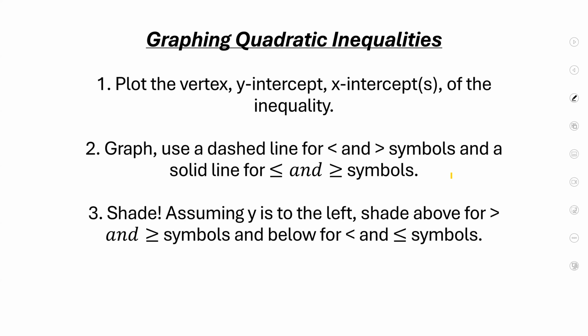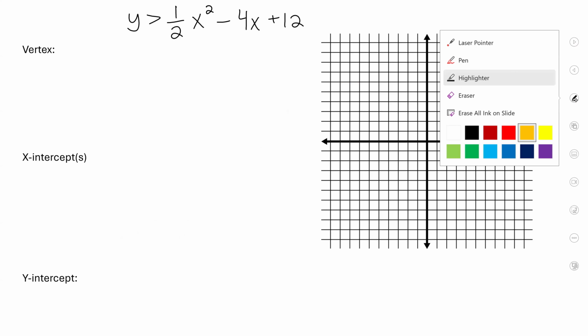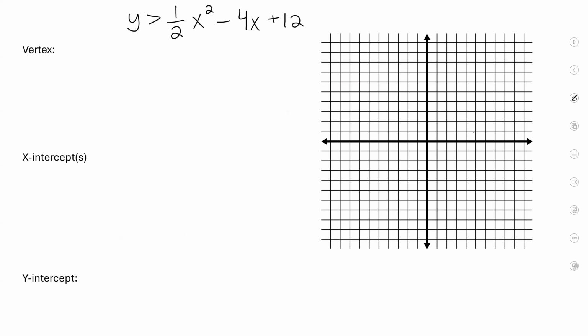Graphing quadratic inequalities. Your first step, you're going to plot the vertex, the y-intercept, and the x-intercepts of the inequality. So we're going to do that first. Here's our first inequality. In order to find the vertex, you use the equation negative b divided by 2a. So let's figure out our x-coordinate by using this formula.